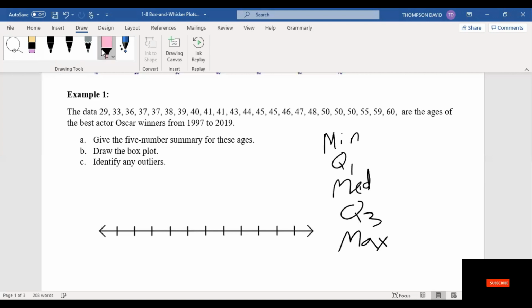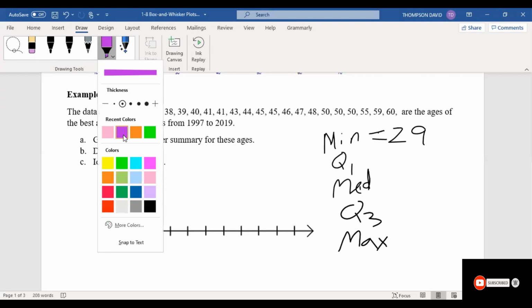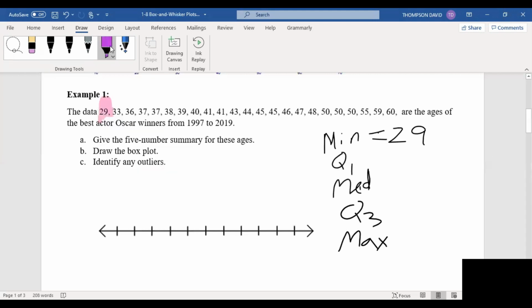So the minimum is the easy one to pick off. That's just the smallest number. Since we're in numerical order, that makes it easy to pick off. The minimum is 29. The maximum is the biggest number. In this case, it is 60. And we'll highlight the minimum in pink.